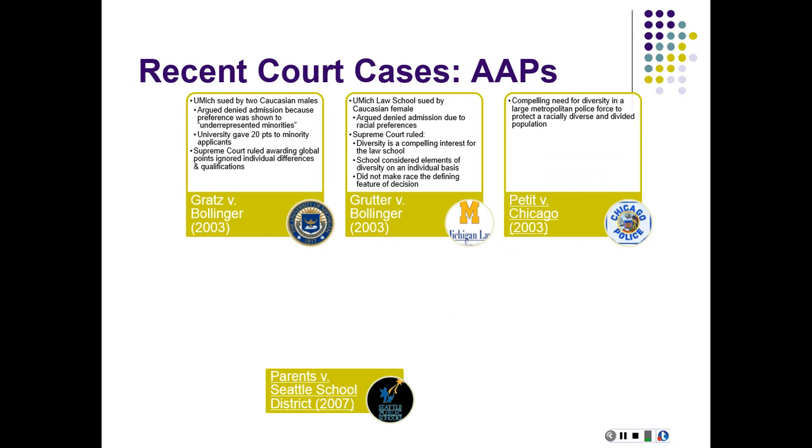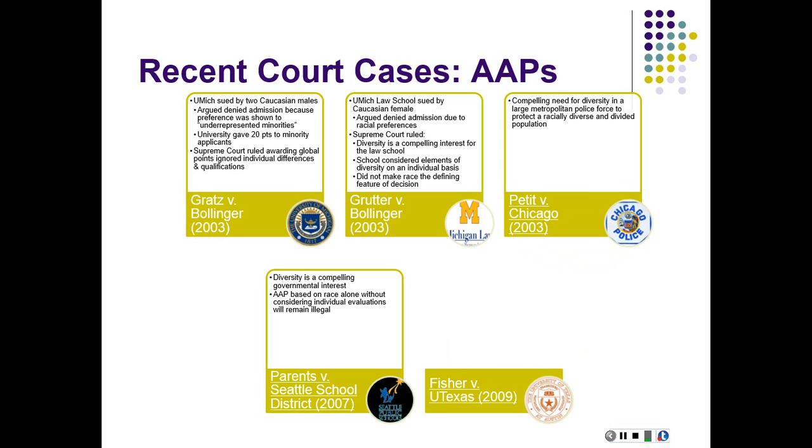In Parents versus the Seattle School District, hey, a local one, the court determined that diversity is a compelling governmental interest, and it would be illegal to have an AAP based solely on race without considering any individual differences. So you can't do that. But if you have evaluations that include race as one variable while still giving greater weight to the individual differences, that would be okay. My final example is Fisher versus University of Texas.